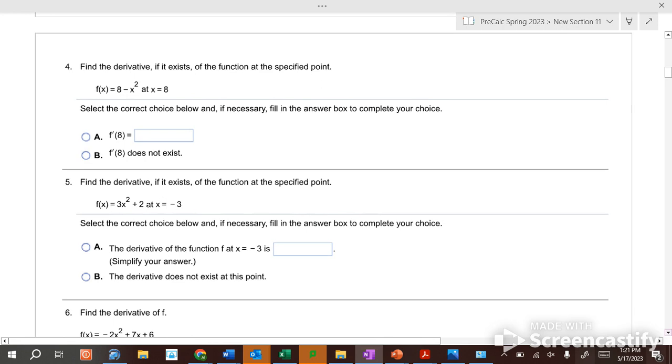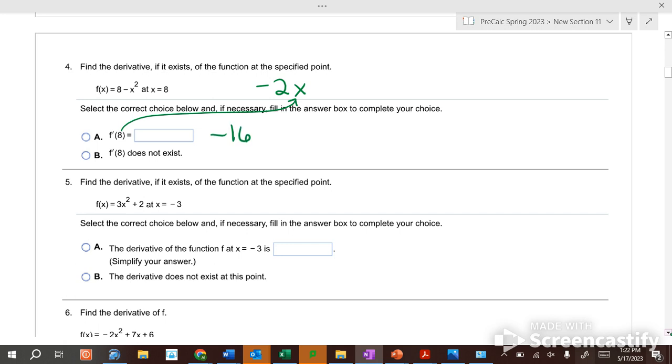Okay, so what's the derivative of this function? Because does the 8 matter? No, that disappears. So you have negative x squared. What's the first derivative of negative x squared? Negative 2x. Because the 2 goes out front, and the power goes down by 1. So then you stick 8 in there. The first derivative at 8 is negative 16.